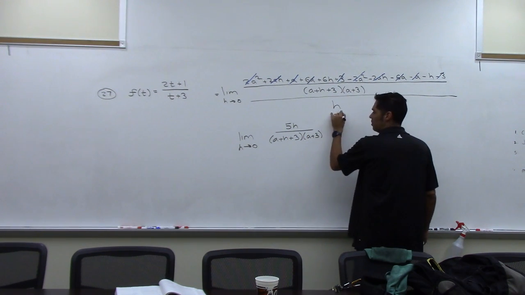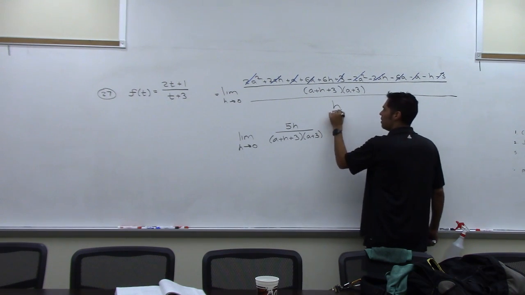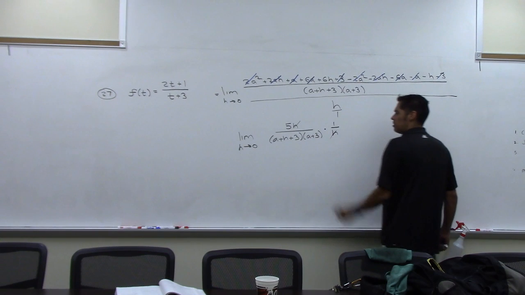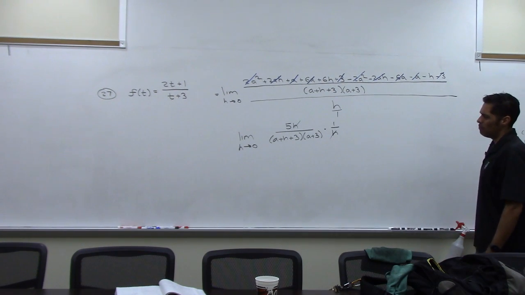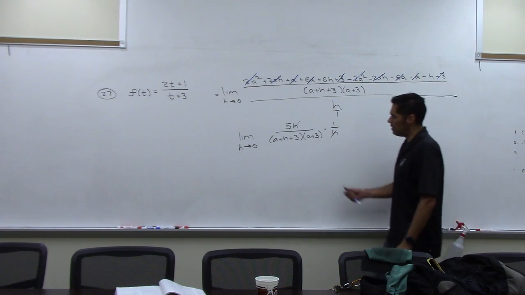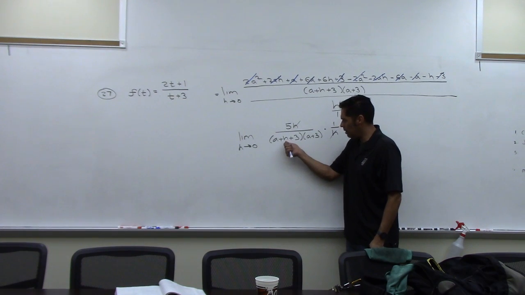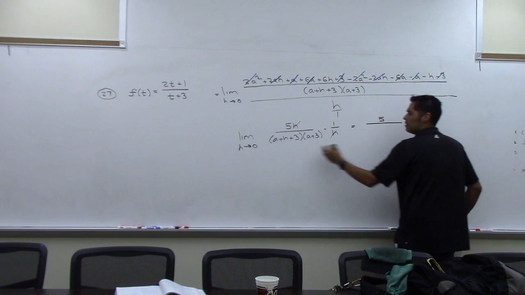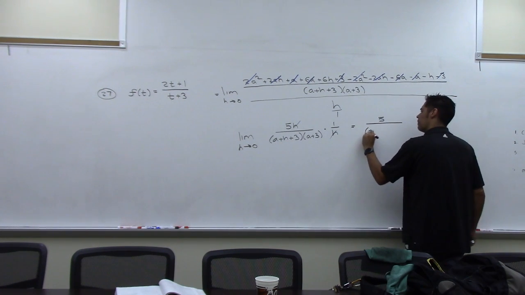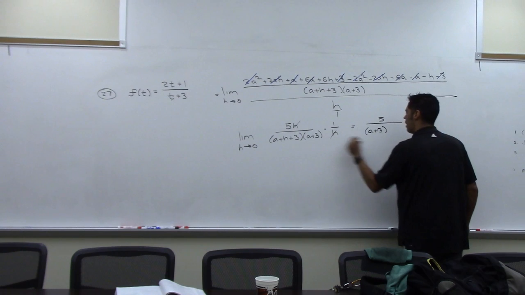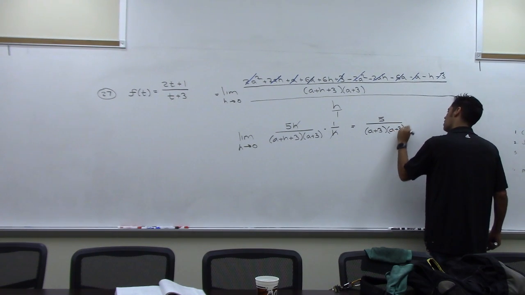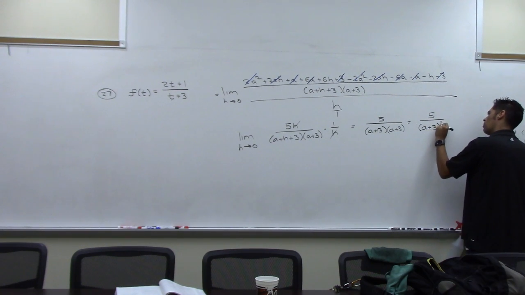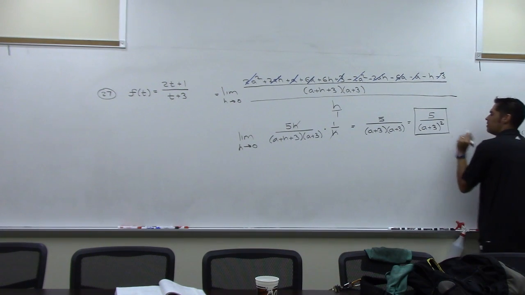All of this over h, but I'm going to rewrite that. H over 1, I'm going to flip it up and say times 1 over h. And those h's cancel. Once they cancel, I let h go to 0. When I let h go to 0, just that goes away, and so everything else is still there. You have the 5 up top. You have just a plus 3 times another a plus 3. So this is just 5 over a plus 3 squared. There it is.